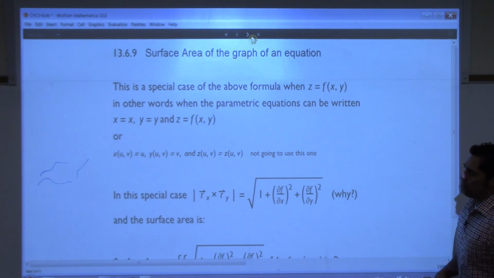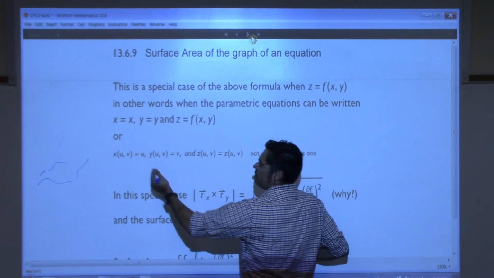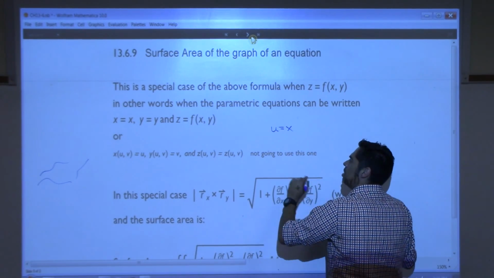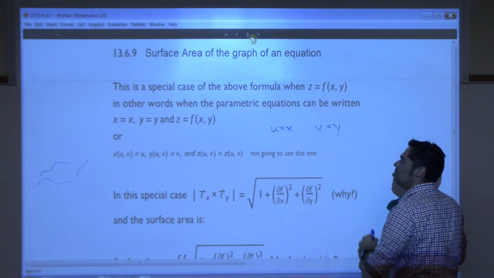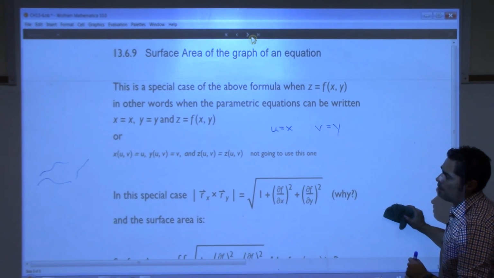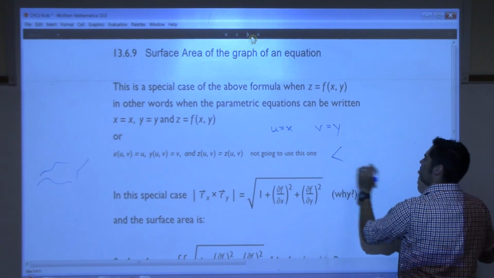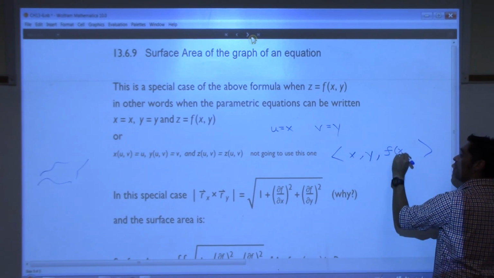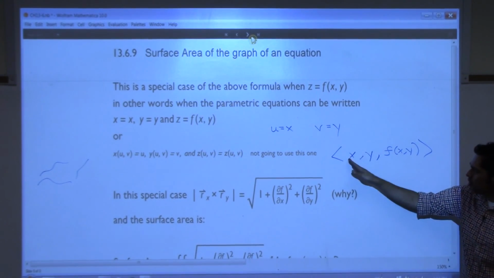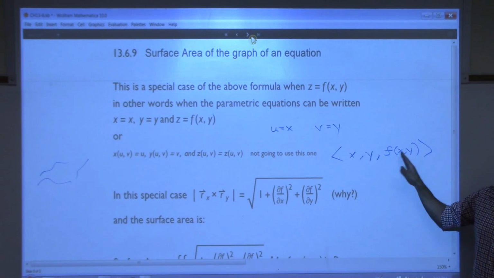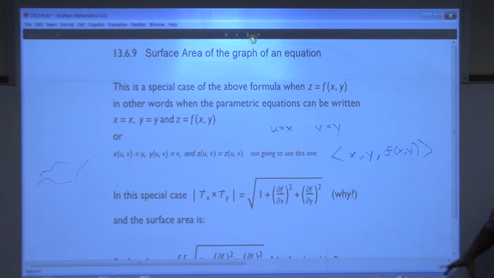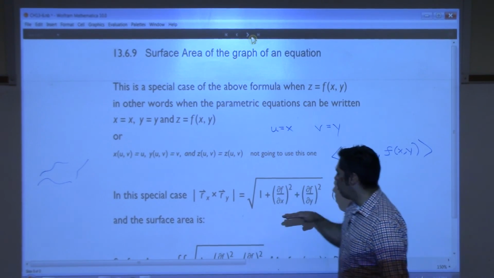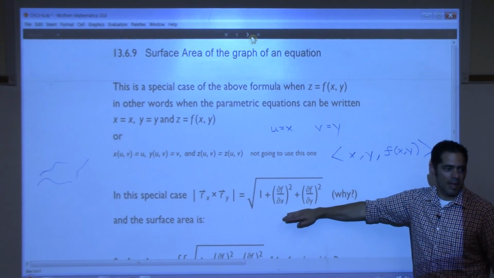If that's the case, then you can basically let your u be x, let your v be y. In your vector function, this is x, this is y, and then this is actually the function of x and y. So if this were u and this were v, this would be some function of u and v. Then if you go through and do the cross product of the partials, it will always turn out to be this.